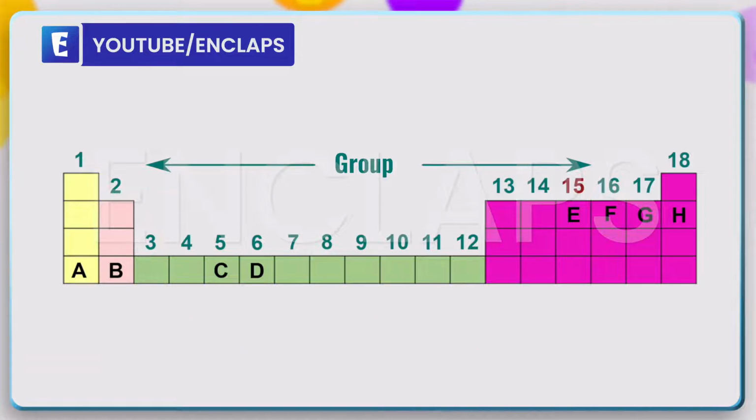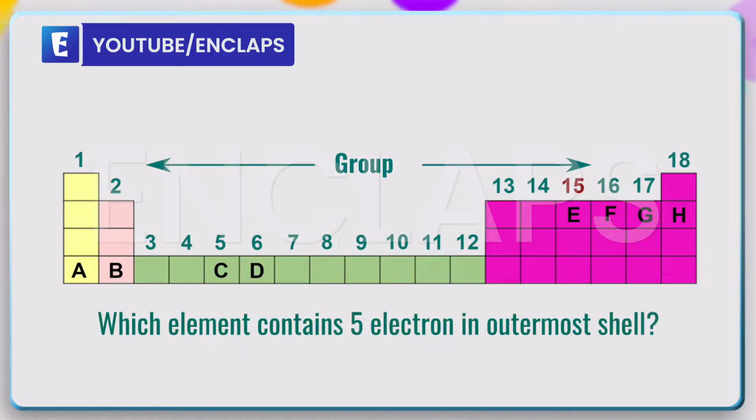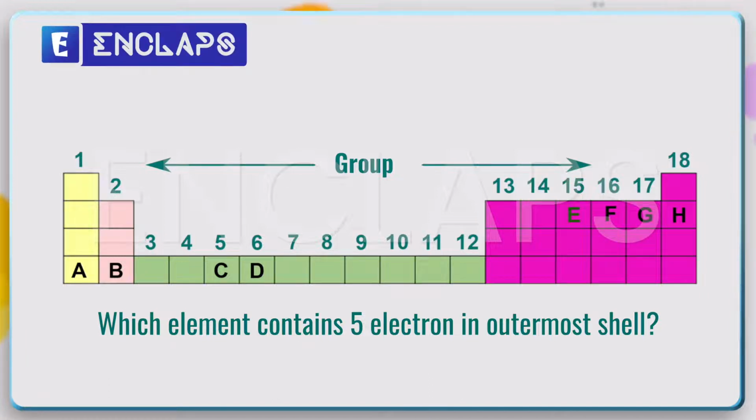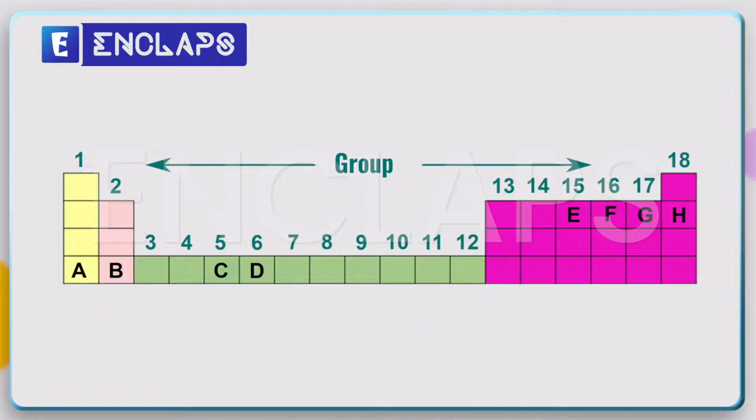Now, the next question is, which element contains 5 electrons in the outermost shell? If the outermost shell contains 5 electrons, then it belongs to the 15th group. Here, the element E belongs to the 15th group. That is, the answer is E.